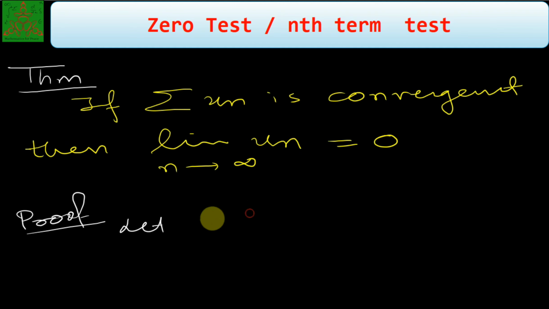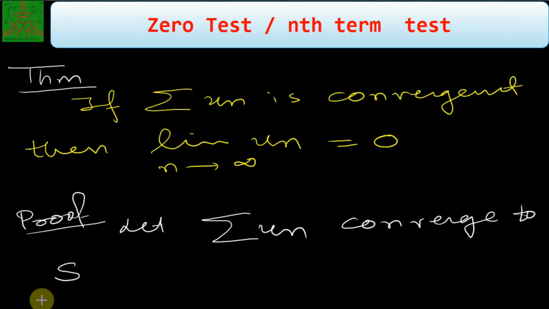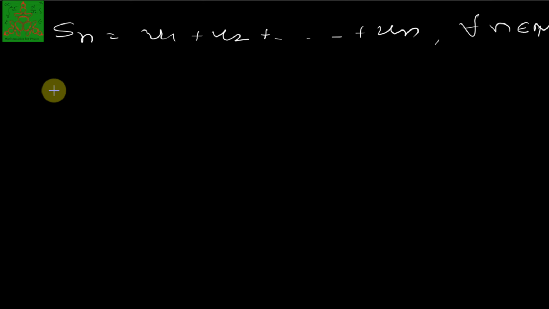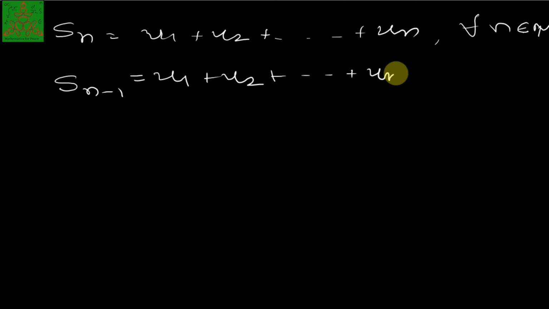So let the summation of un converge to s, and its partial sum Sn is equal to u1 plus u2 plus ... plus un for every n in the natural numbers. Then observe what Sn minus 1 is. Sn minus 1 is the sum of the first n minus 1 terms, so that will be u1 plus u2 plus ... plus un minus 1.